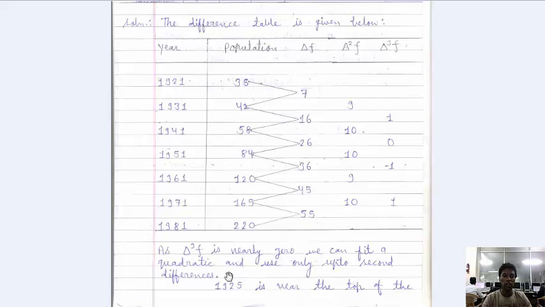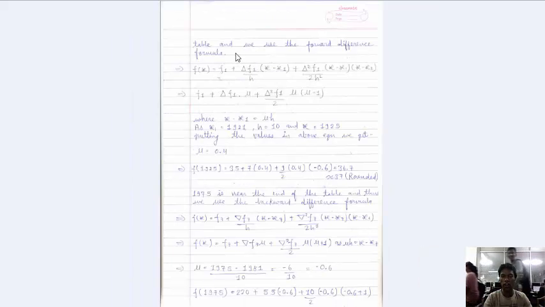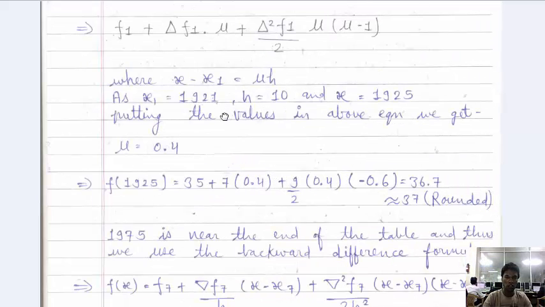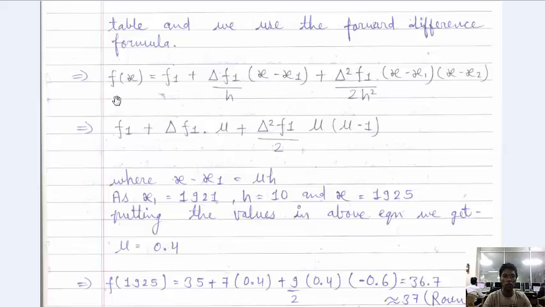As del cube f is nearly 0, we can fit a quadratic and use only up to second differences. 1925 is near the top of the table, and we use the forward difference formula. As we know, this is the forward difference formula: f(x) is equal to f1 plus del f1 by h times bracket x minus x1, plus del square f1 upon 2h square times bracket x minus x1 bracket x minus x2.